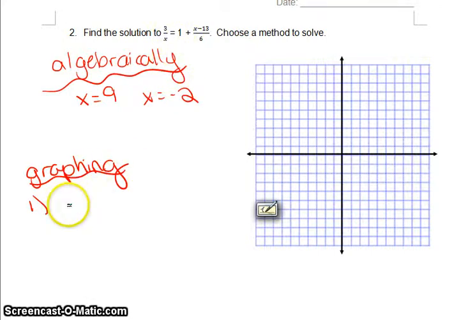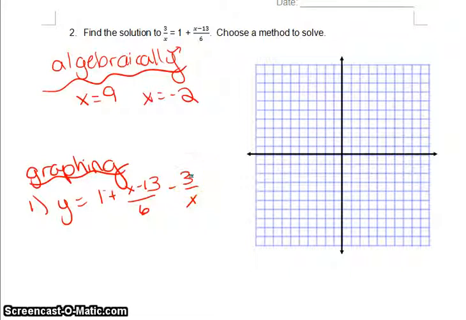And so what we're going to have is y is equal to, I'm going to move this 3 over x to the other side. So we have 1 plus x minus 13 over 6, subtract 3 over x. Now I'm going to quickly switch over to my graphing calculator, and this is exactly how you guys are going to put this into your graphing calculator. And our solution there is when y is equal to 0, okay?